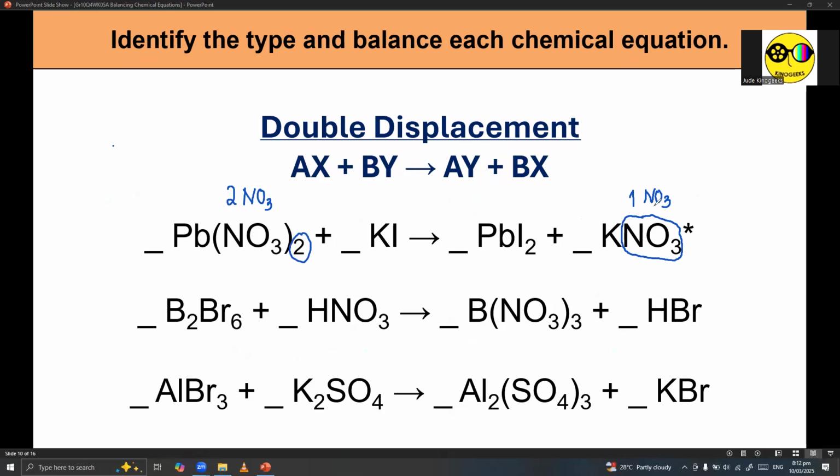Okay? Now, you have two groups of NO3 on the left side, and you only have one group of NO3 on the right side. So to make one group 2, you have to multiply KNO3 by 2. So consequence, balance si NO3. However, nadamay si K. So you have two atoms of potassium here, and you only have one atom of potassium on the left side. So you have to put 2 to KI. As a result, balance na si potassium.